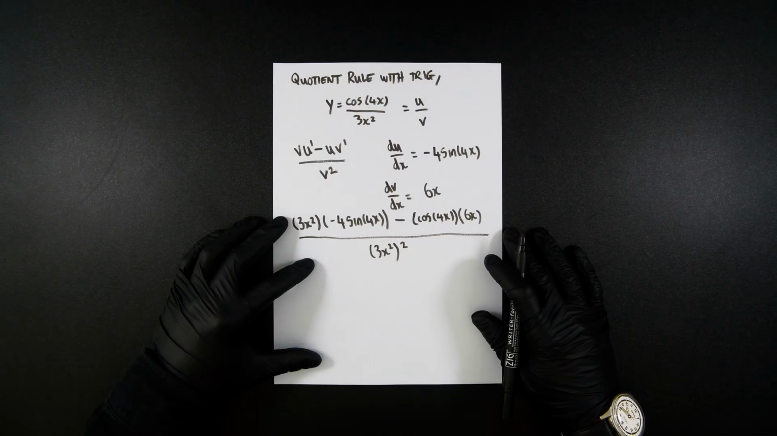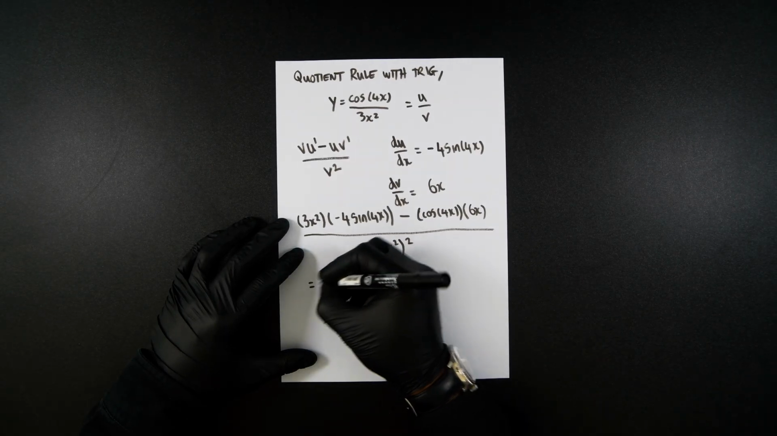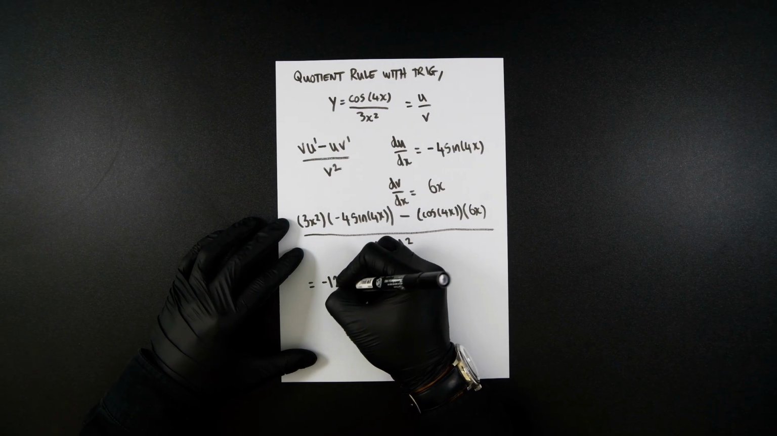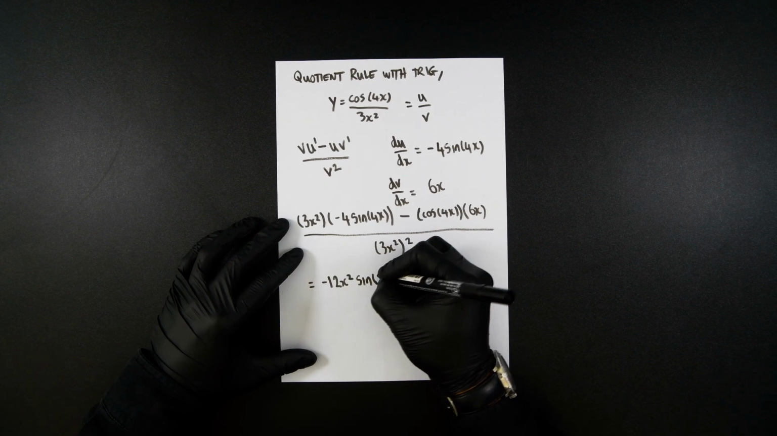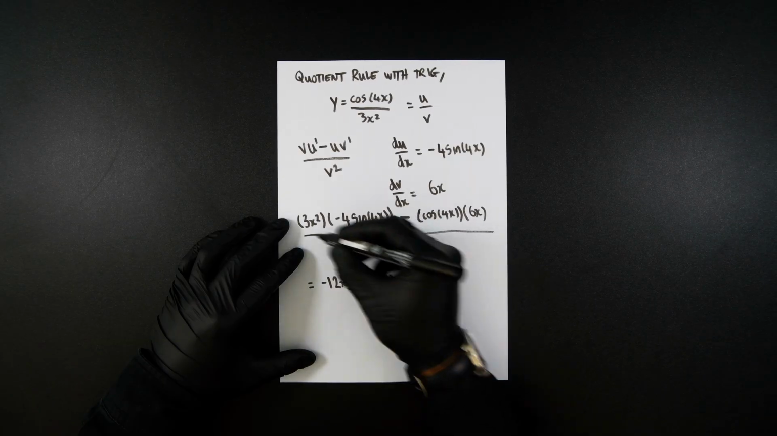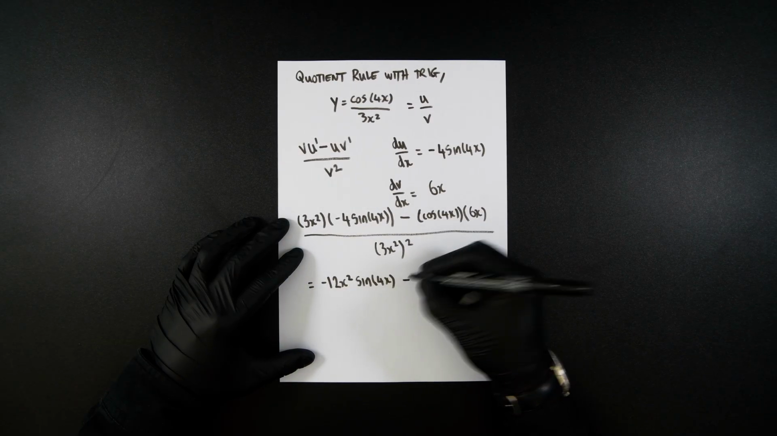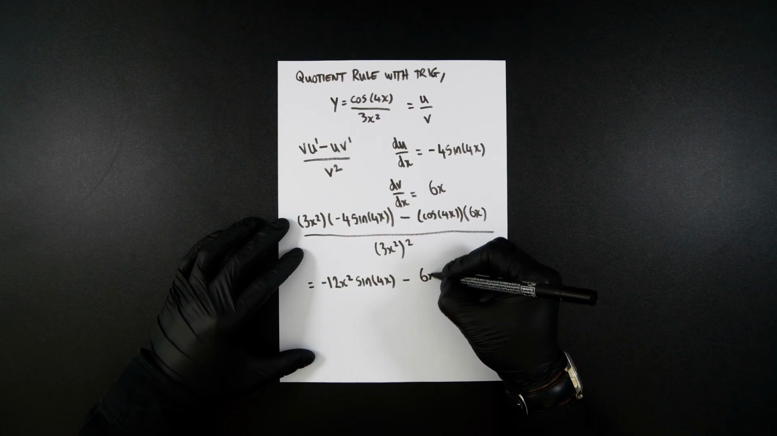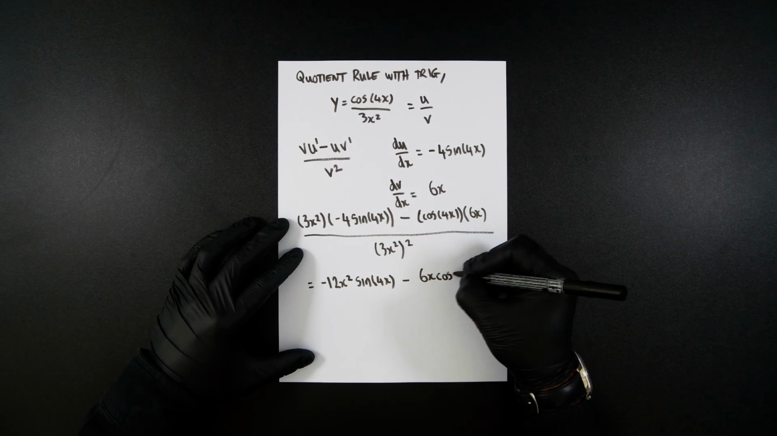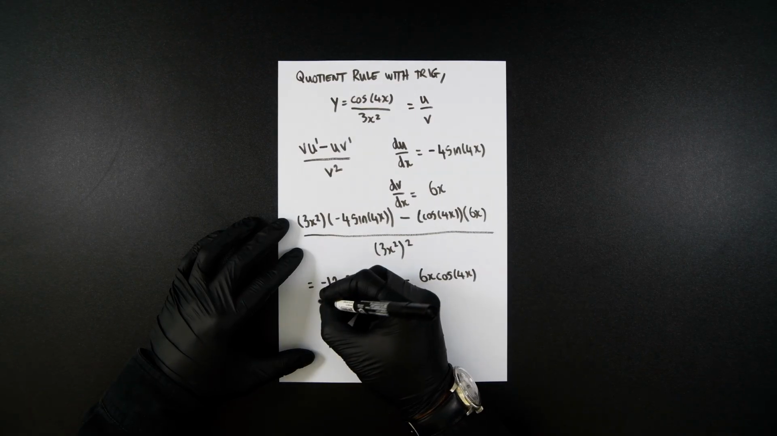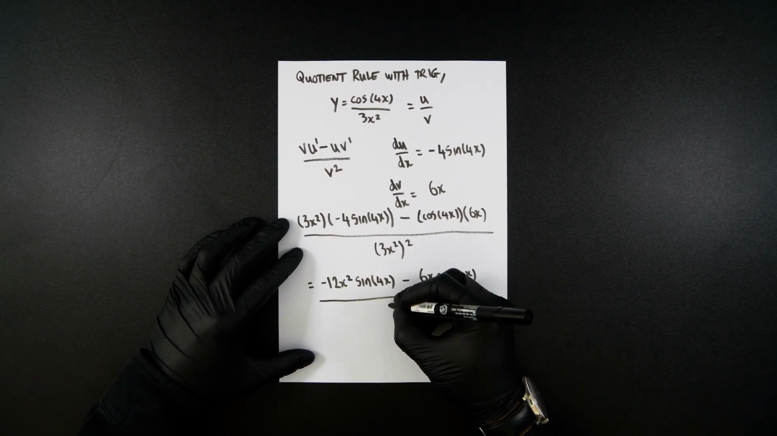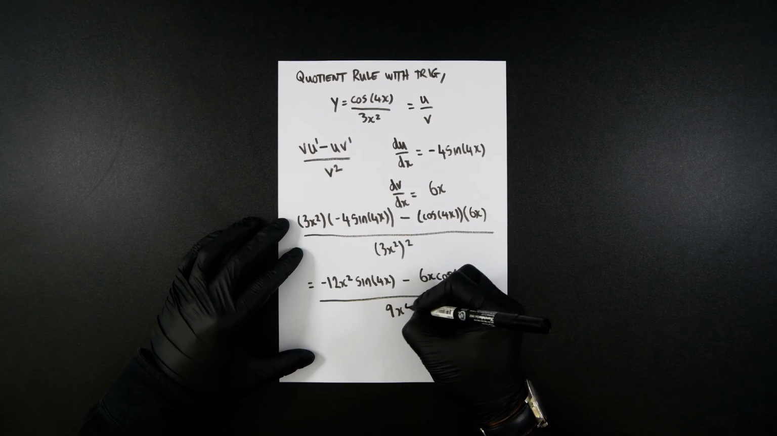And we can now simplify this out. So that's going to be minus 12x squared sine 4x, so that's this part, minus, and that's pretty straightforward, it's just 6x cos 4x, all divided by 9x to the 4.